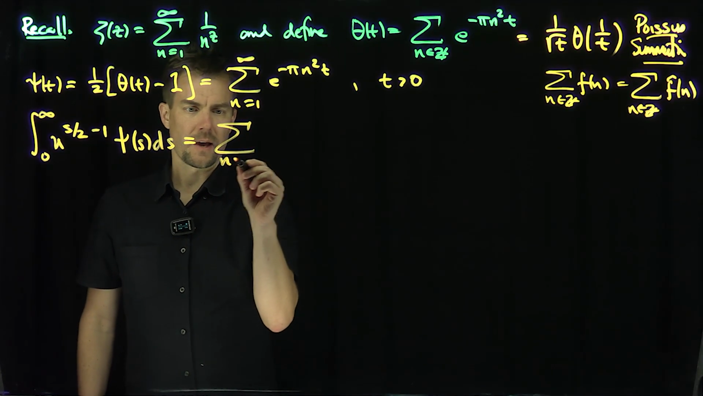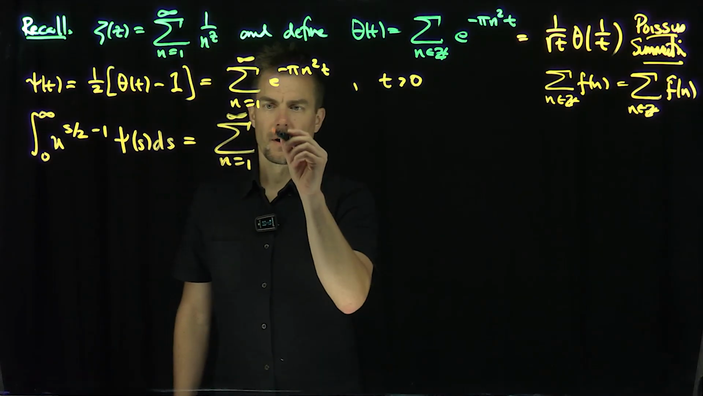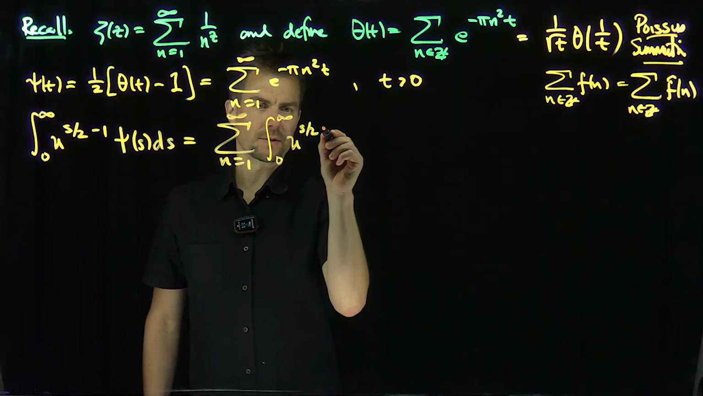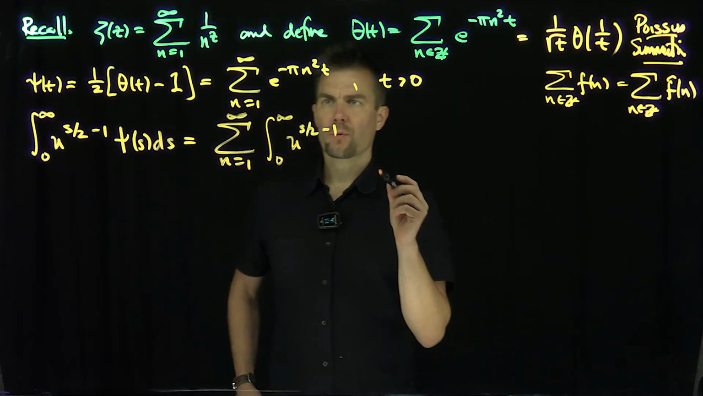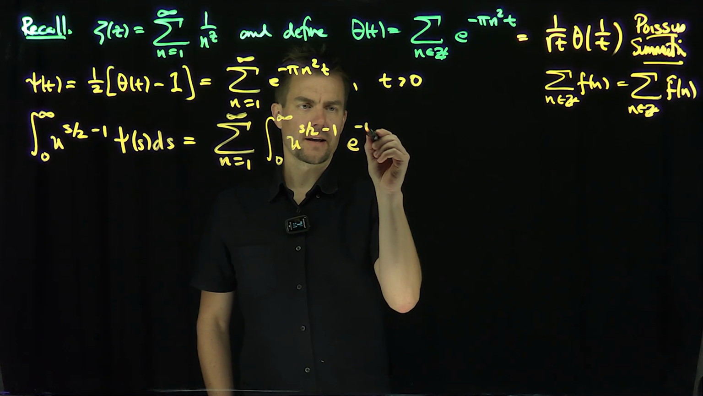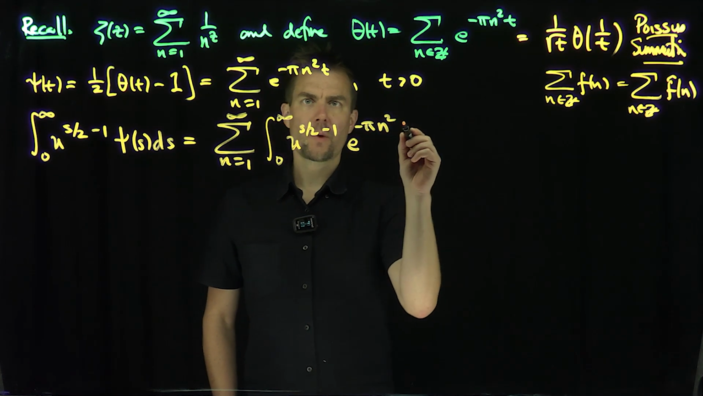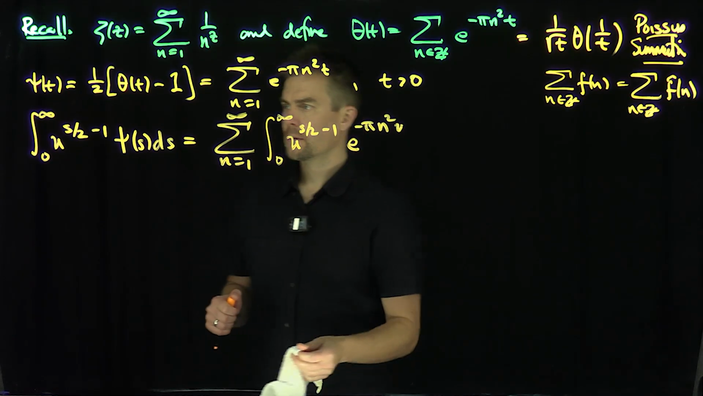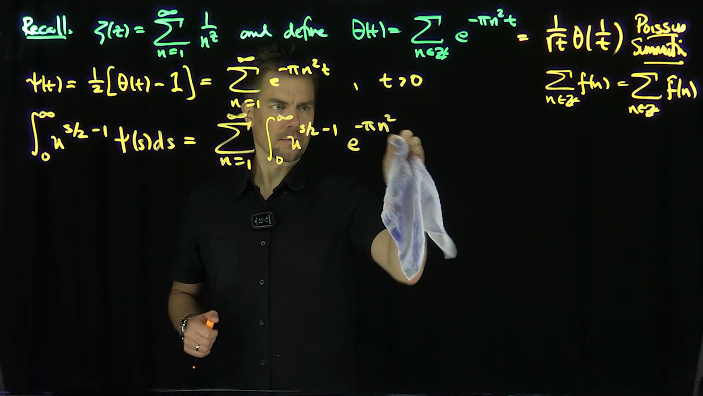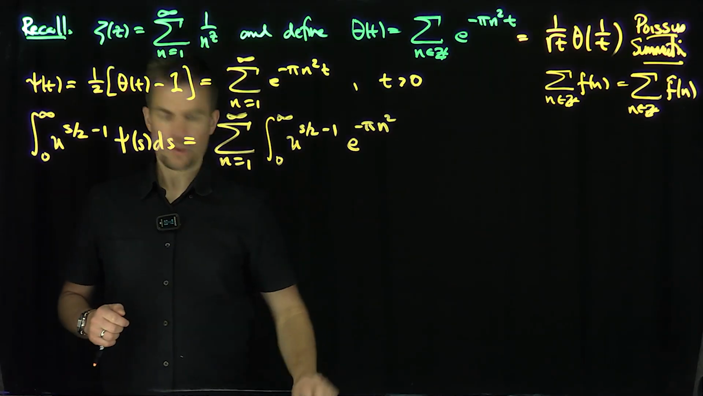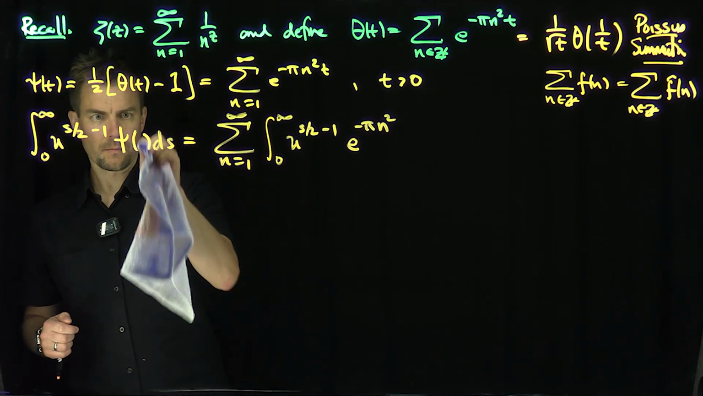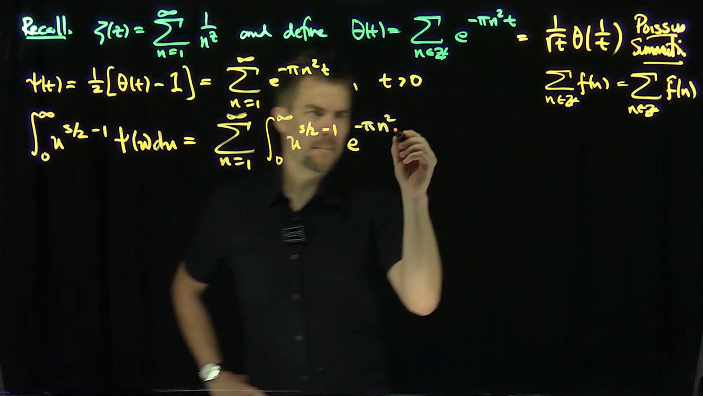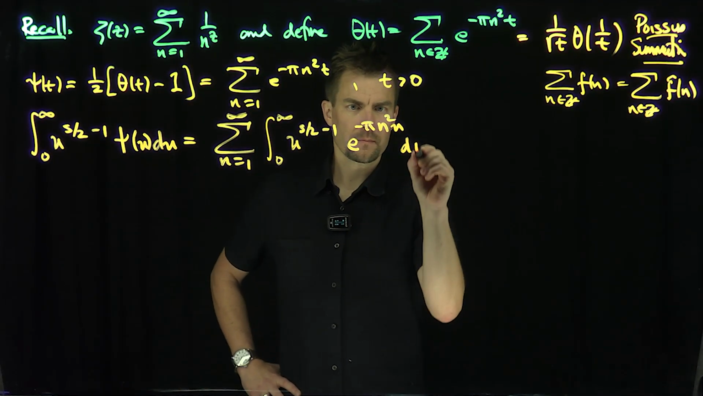This is going to be the sum, n goes from 1 to infinity, of the integral from 0 to infinity of u to the s over 2 minus 1, and then we're going to have this thing over here, e to the negative pi n squared u, du. I mistakenly wrote an s over here, but I want this to actually be a u. So I'm sorry, that should be a u. We want this to be u, and then du.